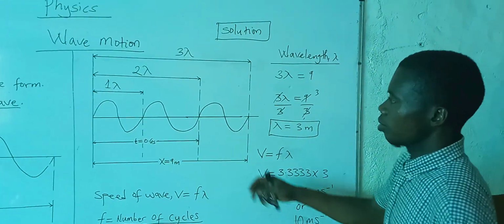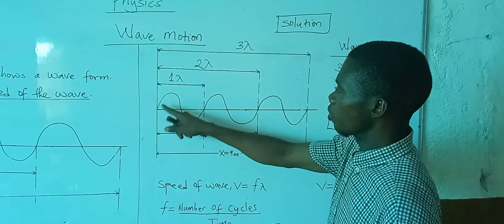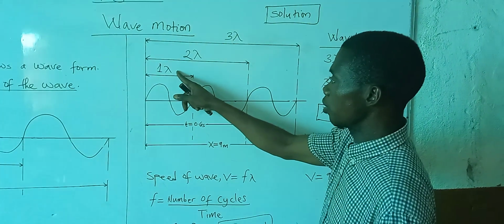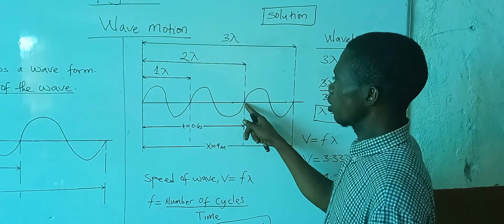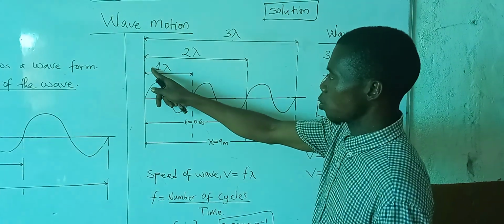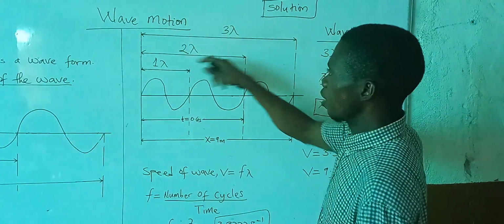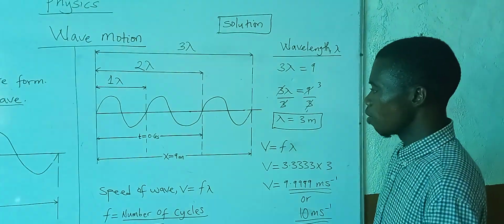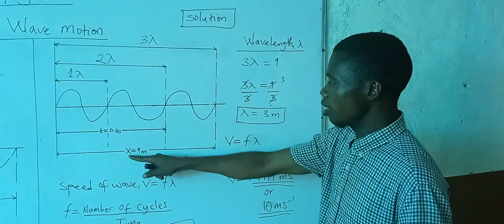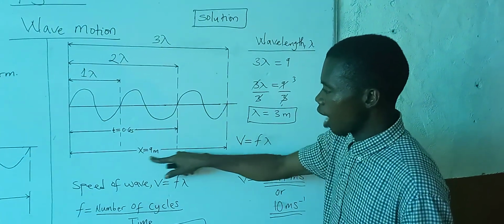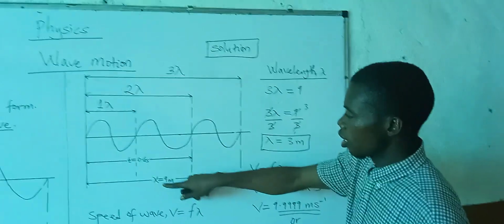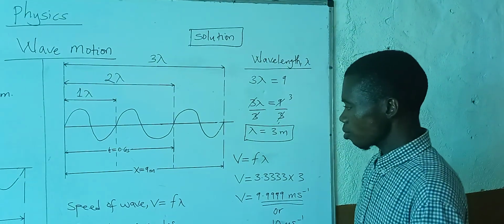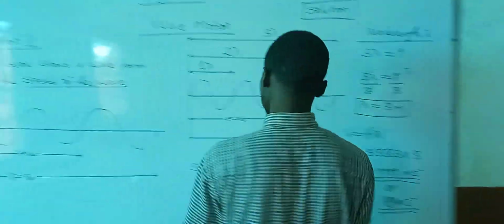Alright. So we have to check the wavelength. From this point to this point is 1 times the wavelength, 1 cycle. From this point to this point, if we add this 1 there, it becomes 2 times the wavelength. Then from here to the end of it, we have 3 times the wavelength. So in this distance, 9 meters, the wave covers a distance of 3 times lambda. Okay, let's find the speed of the wave.